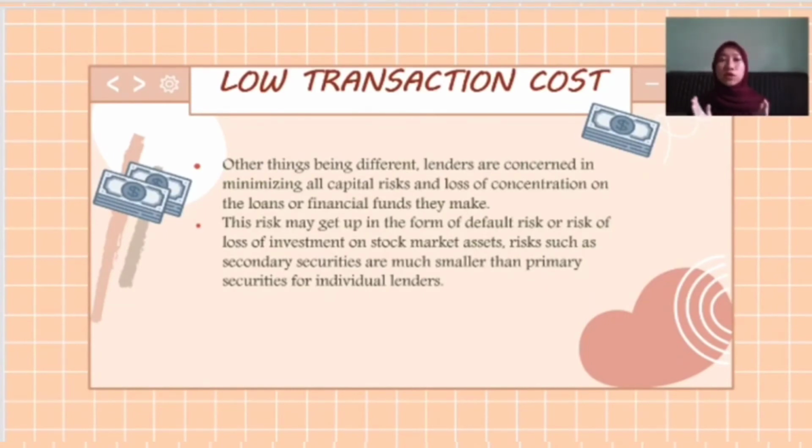Okay, low transaction cost. Lenders are concerned with minimizing all capital risk and loss of concentration on the loans or financial funds they make. This risk may arise in the form of default risk or risk of the loss of investment in stock market assets. Risks such as secondary securities are much smaller than primary securities for individual lenders. A bank can use its loan contract repeatedly in its loan transactions, thus lowering the cost per transaction, and lenders can buy relatively safe assets and more liquid assets.